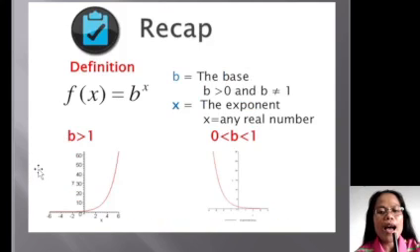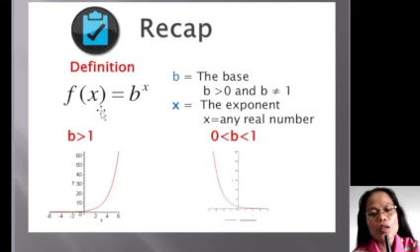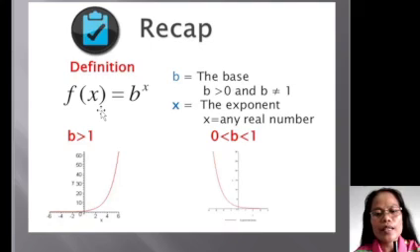Now to recap, the definition is f of x is equal to b to the power of x, and b is the base, and b is greater than 0, and b is not equal to 1. And x is the exponent, and x is any real number. So you look at these two graphs. At the left side, b is greater than 1, and at the right side, b is greater than 0 but less than 1.